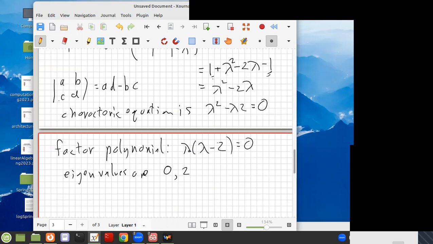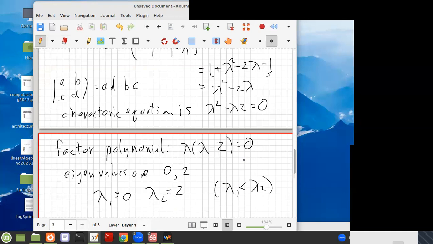Now we're always going to choose names for them just to be convenient for the assignments. We're going to choose lambda 1 to equal 0 and lambda 2 to equal 2. So we'll always choose lambda 1 less than lambda 2, if we had more of them. This is just for convenience, so we'll all agree which one is lambda 1 and which one is lambda 2. Okay, so we found the eigenvalues.